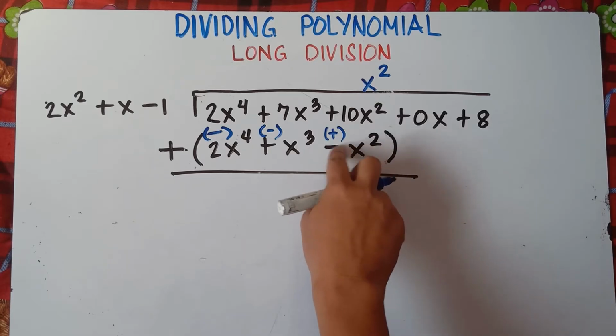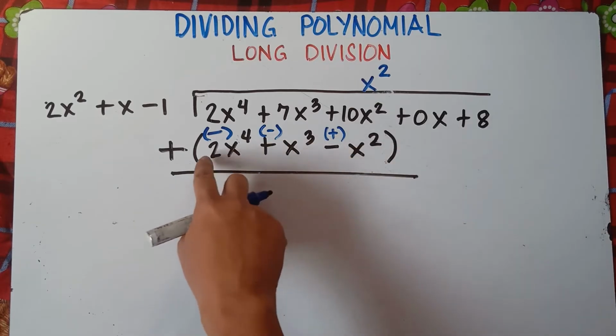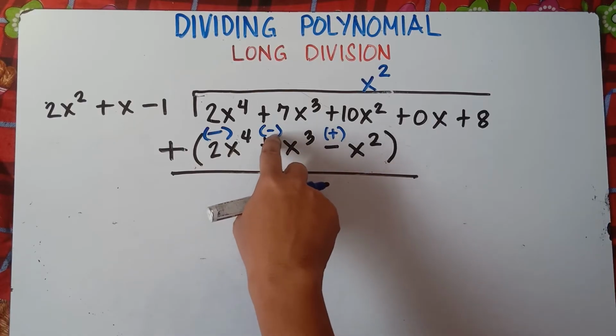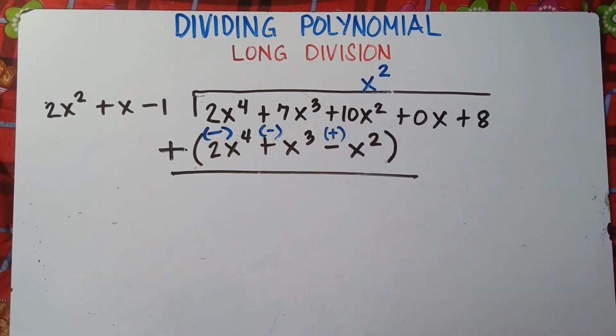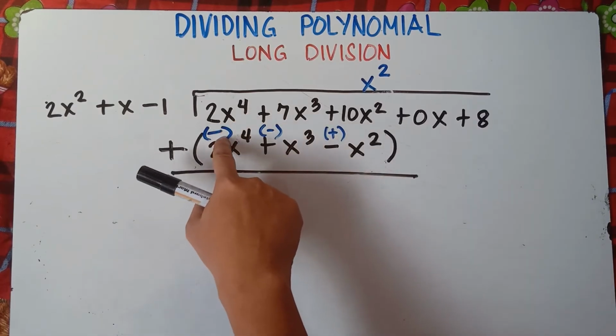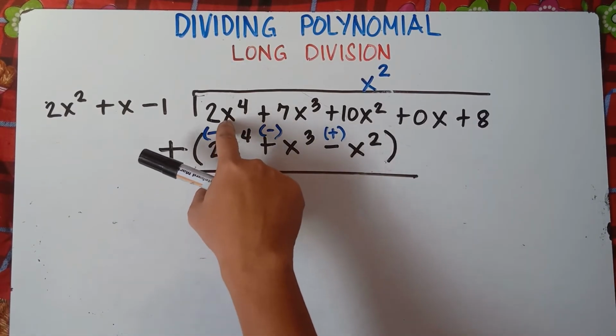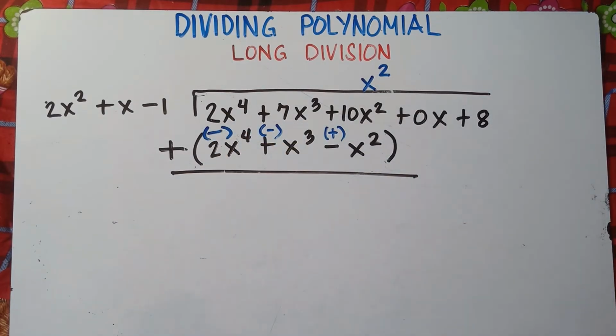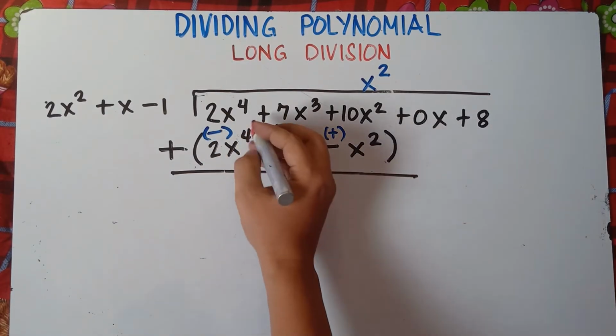So you follow the blue one. We change this sign. This is negative. This is positive. It will be negative. And this is negative. It will be positive. So you follow the blue one. So 2x raised to the power of 4 minus. This is positive. It becomes negative. 2x raised to the power of 4 minus 2x raised to the power of 4. You can just simply cancel it out, because that is 0. Cancel this out.